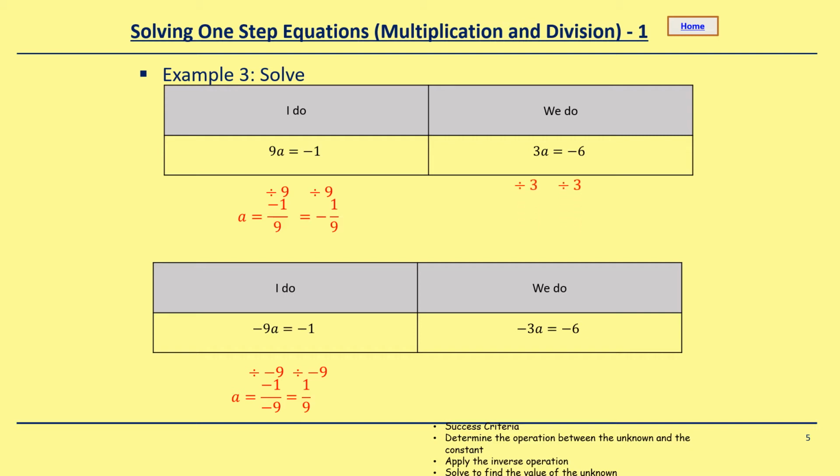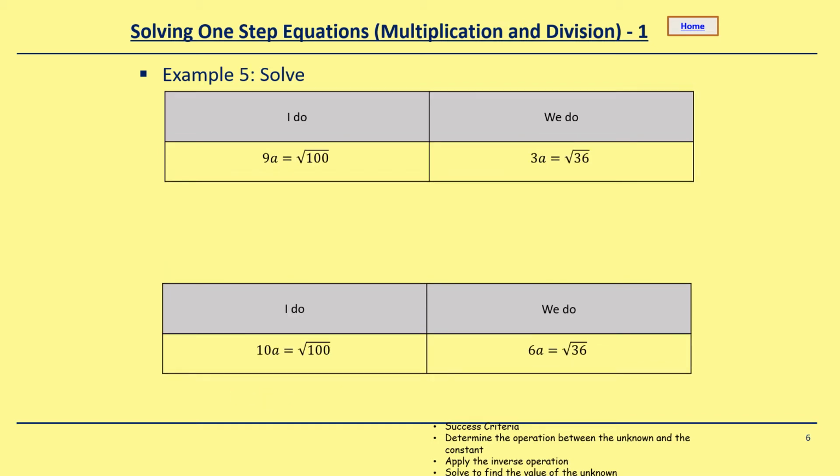Okay, you should have got divide by 3. a equals minus 6 over 3, which is minus 2. So a equals minus 2. Again, divide both sides by minus 3. So a equals minus 6 divided by minus 3, and a minus divided by a minus is a positive, so a equals 2.